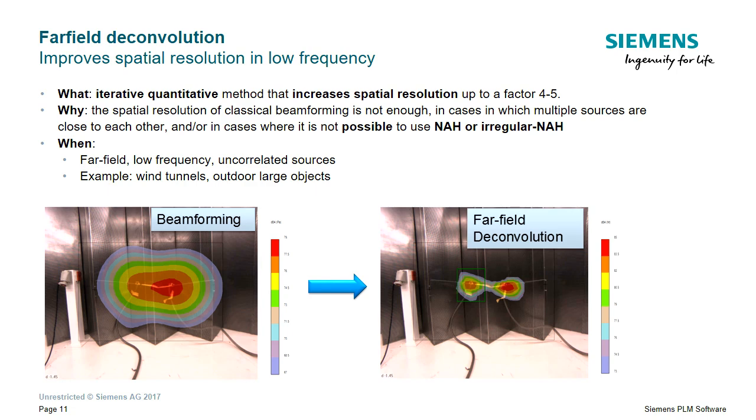It's a kind of iterative method. It's also quantitative, so it gives sound intensity results that can be used to estimate the sound power again. And it typically increases the spatial resolution up to a factor 4 or 5, depending on the case. And as you can see on this picture, in the bottom left, you see how you can improve from a beamforming result, where we know there are two sources, but you cannot really see that it's two sources from the hologram. And on the right, we see the Farfield deconvolution result that can really separate those two sources.